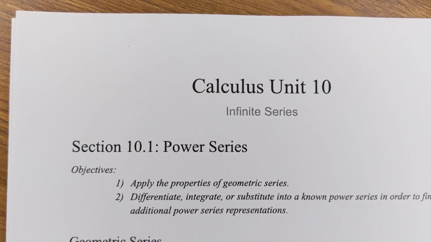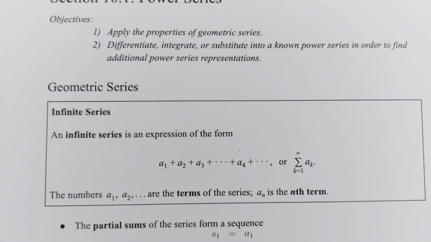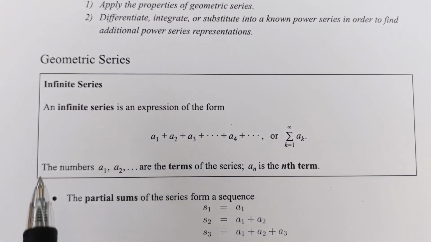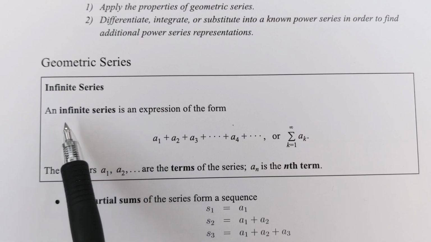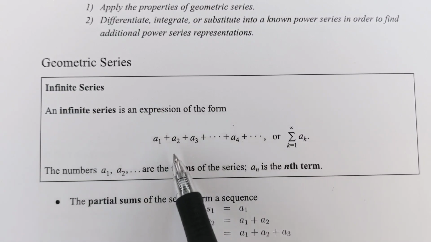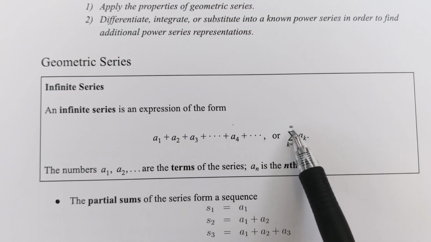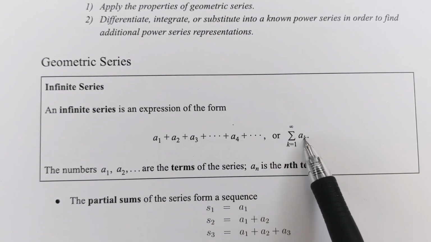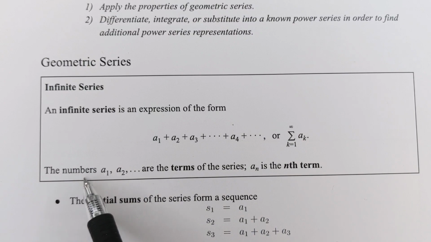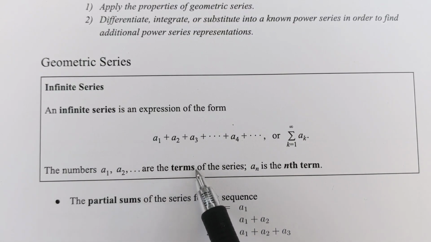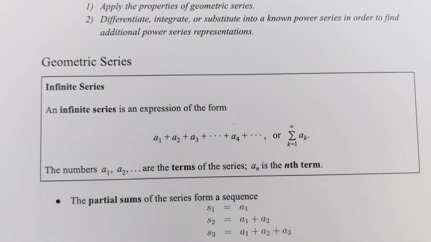All right, ladies and gentlemen, here we have the notes for section 10.1, which is the power series. So we're going to start with a geometric series, an infinite series to begin with. An infinite series is an expression of the form a1 plus a2 plus a3, and so on, for an infinite number of terms. So a of k is just how you find the terms. The numbers a1, a2, and so on are the terms of the series. An is the nth term.